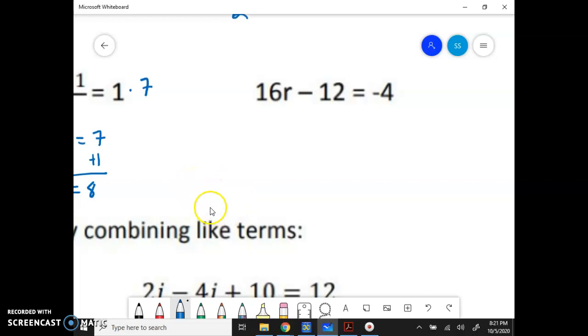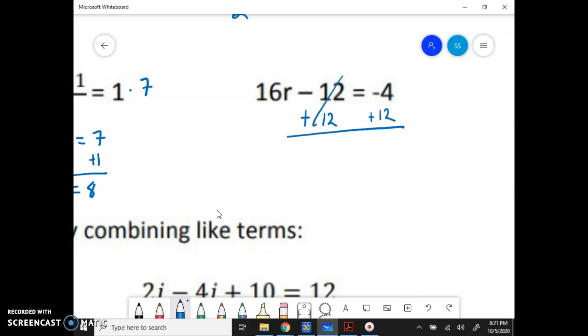This next problem here, we have 16 times r minus 12. Okay, and so again, we always say we want to go in reverse order. Another way to look at it, I always say, don't mess with the variable until that's all you have left. So I want to get rid of this negative 12. So we're going to go ahead and add 12 on both sides.